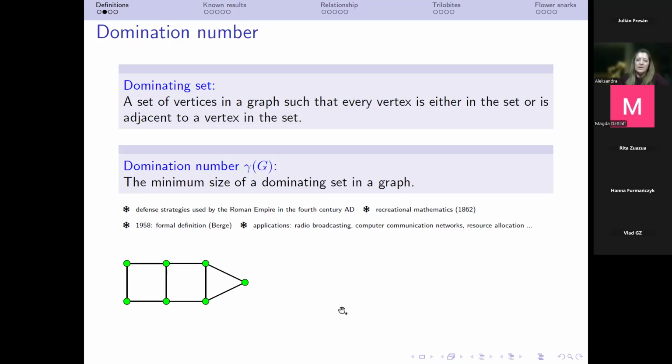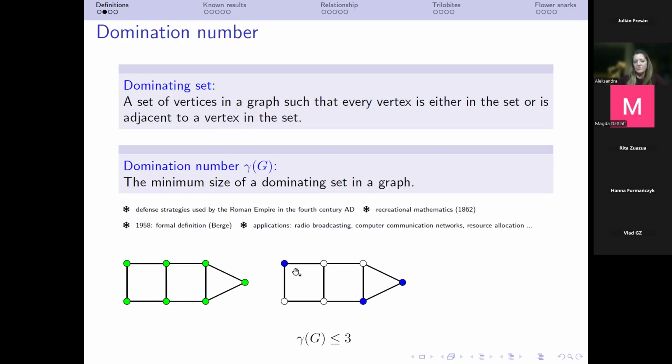And you have probably heard that the domination concept originates from recreational mathematics. But in fact, already in the 4th century, some ideas from domination were used to defend the Roman Empire. So maybe you have heard of Roman domination, a special type of domination. Today there are many types of domination and they are used in many areas. I have written just a few of them, but unfortunately I don't have time to tell you all the details.